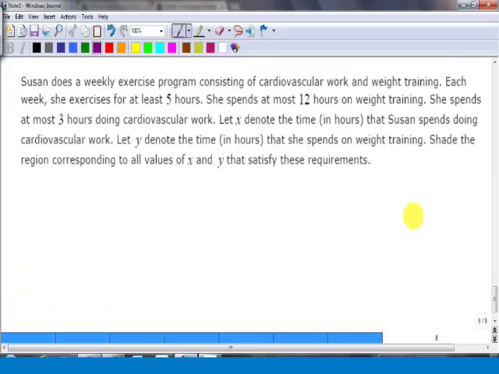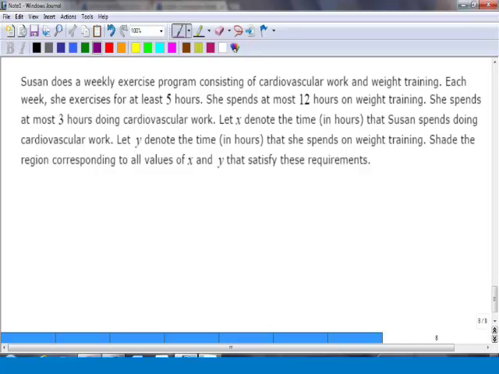Susan does a weekly exercise program consisting of cardiovascular work and weight training. Each week she exercises for at least 5 hours. She spends at most 12 hours on weight training. This is going to be different. She spends at most 3 hours doing cardiovascular work. Let X denote the time in hours that Susan spends doing cardiovascular work, and let Y denote the time in hours she spends on weight training. Shade the region corresponding to all values of X and Y that satisfy these requirements. Whoa.